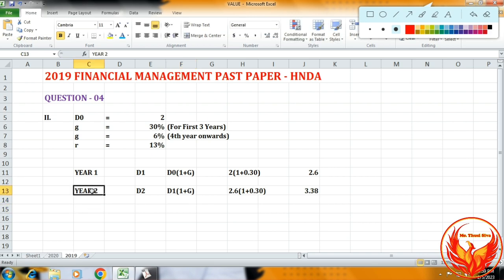In year 3, D3 equals D2 into 1 plus G. D2 is already calculated as 3.38 rupees into 1 plus G, G equals 30%, 0.30. So the answer for D3 is 4.394 rupees.